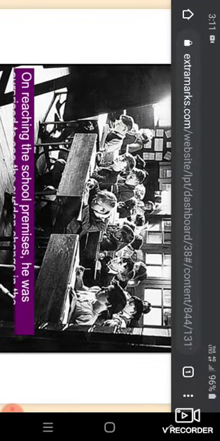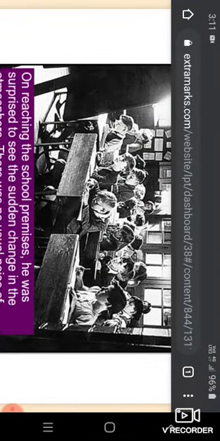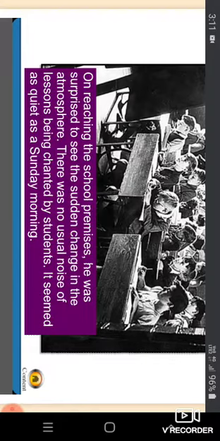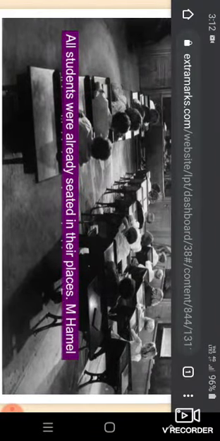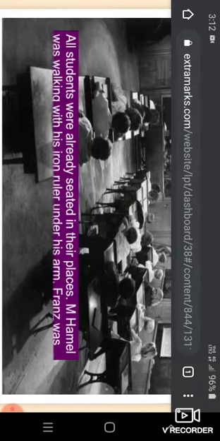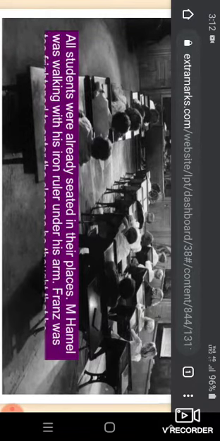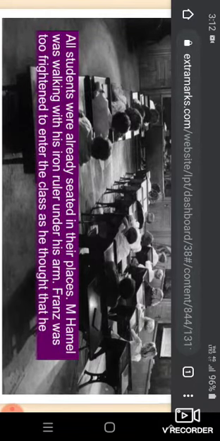Reaching the school premises, he was surprised to see the sudden change in the atmosphere. There was no usual noise of lessons being chanted by students. It seemed as quiet as a Sunday morning. All students were already seated in their places, and M. Hamel was walking with his iron ruler under his arm.